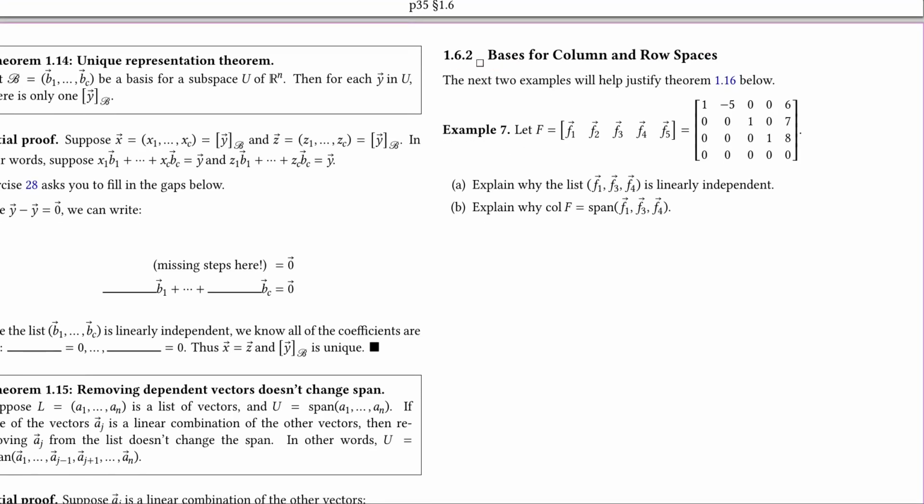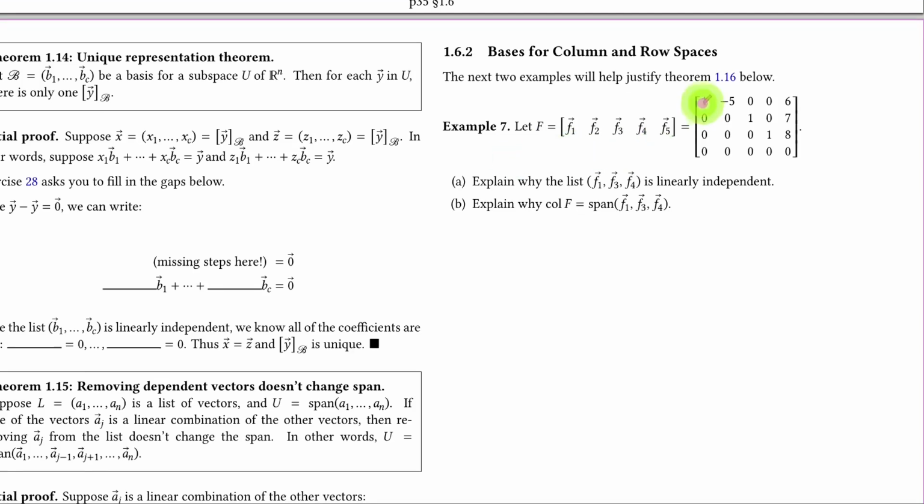We've got this matrix F with these 5 columns, and it is in reduced echelon form. And what the question says is explain why the 3 pivot columns make a linearly independent list of vectors, and why the column space of F is equal to the span of just those 3. Why you don't really need the non-pivot columns 2 and 5.